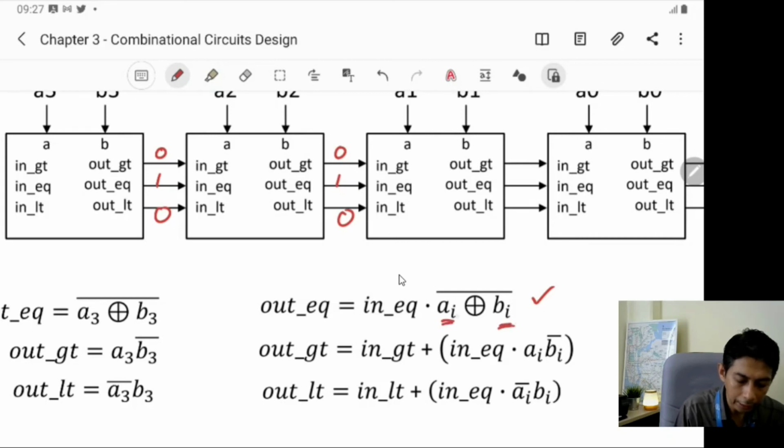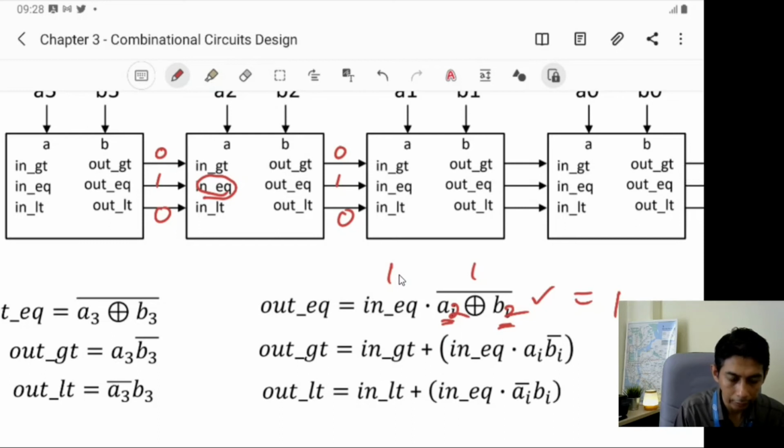This is A2 in this case, B2 in this case. All right, and this should be 1. So 1, and this is 1, so we have our equal to 1. So we can propagate.